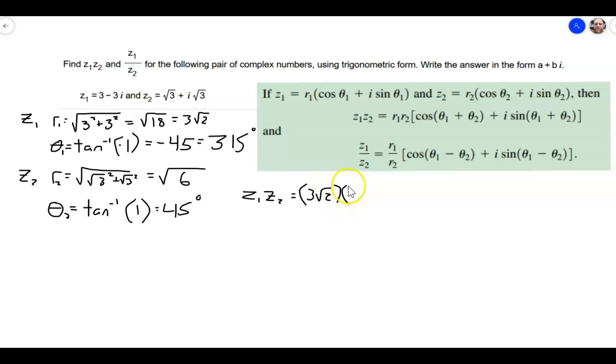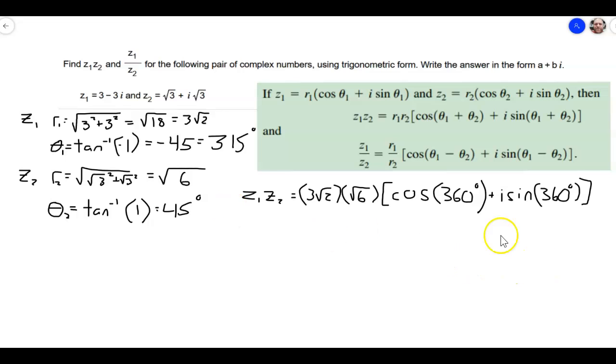R2 is the square root of 6 times the cosine of, I'm going to go ahead and add these together, 315 plus 45, because you just add those together, so that's 360 degrees, plus I times the sine of 45 plus 315, which is 360 degrees.